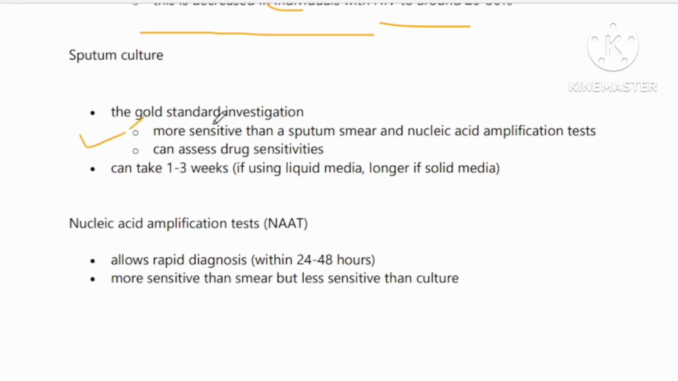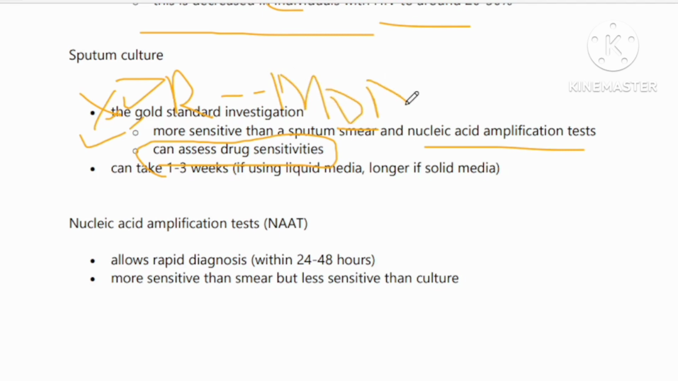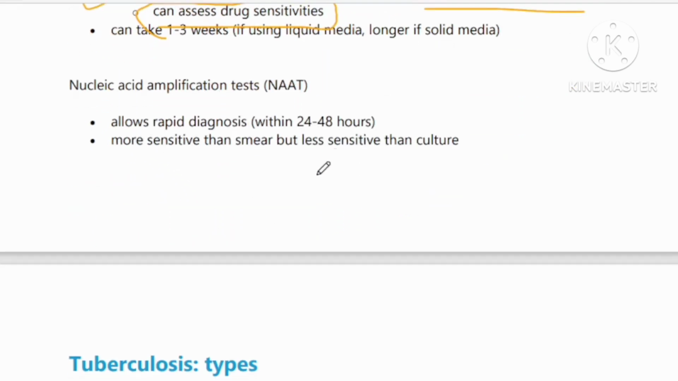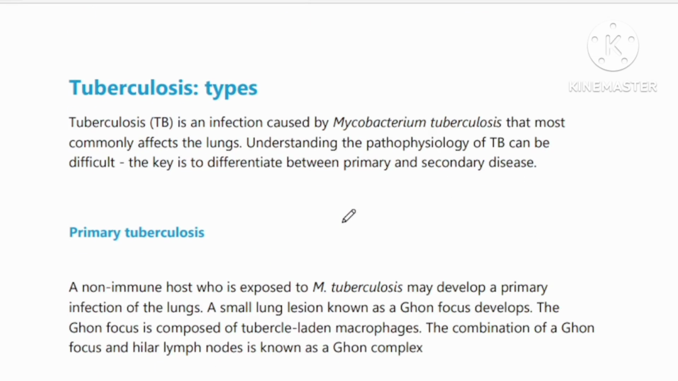Sputum culture is the gold standard. It is more sensitive than the sputum smear, and it should be used to assess drug sensitivity. It also gives you an idea of XDR and MDR, because it gives you the sensitivity. The other one is the NAAT, which allows rapid diagnosis within 3 to 24 hours, more sensitive than smear but less sensitive than culture.